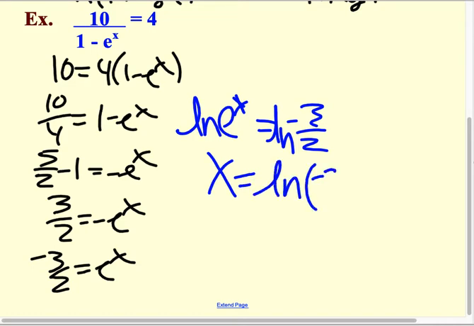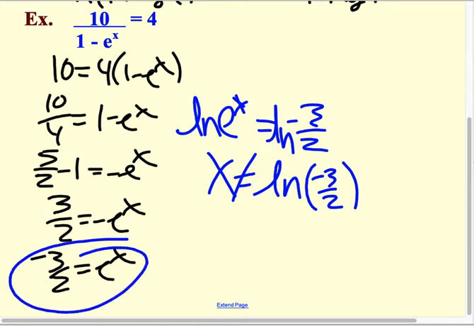Okay, what's the ln of negative 3/2? No solution. You can't log a negative either. So either you realize it basically right here, hey, I can't do that exponentially, or you go on to log both sides and you realize I can't do that logarithmically either. No solution.